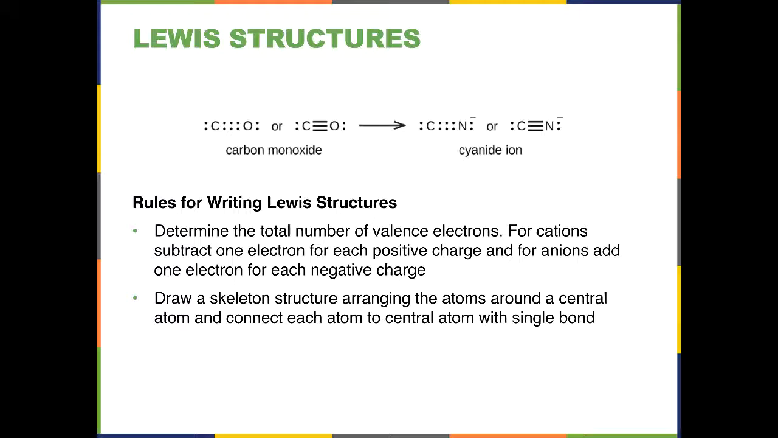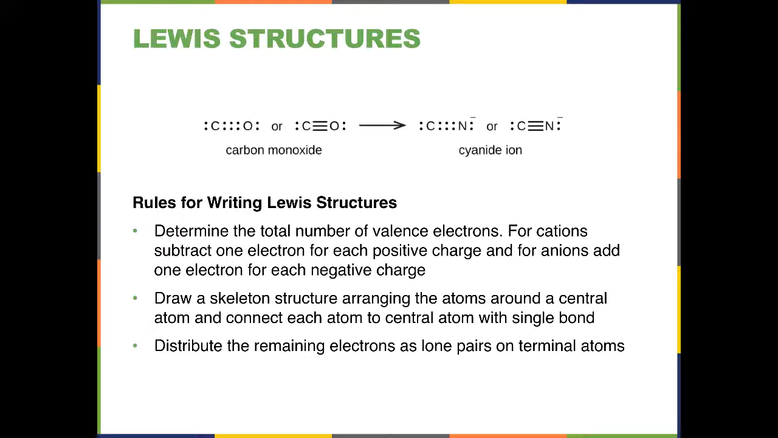So you draw a skeleton structure arranging the atoms around a single central atom and connect each central atom with a single bond. Well, in the case of carbon monoxide, there's no real central atom. The idea of a central atom occurs when you have more than 2 atoms involved. But you would draw the C and the O next to each other, and you would put one single dash or one single pair of shared electrons to show them being connected. And that dash represents 2 of the 10 total electrons that you have.